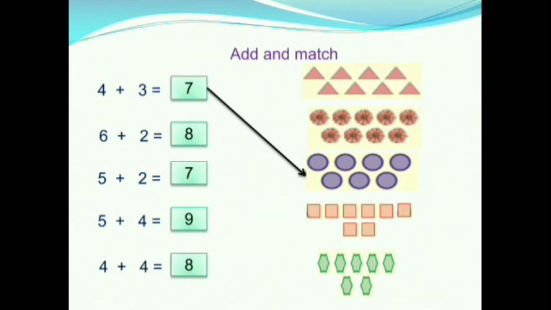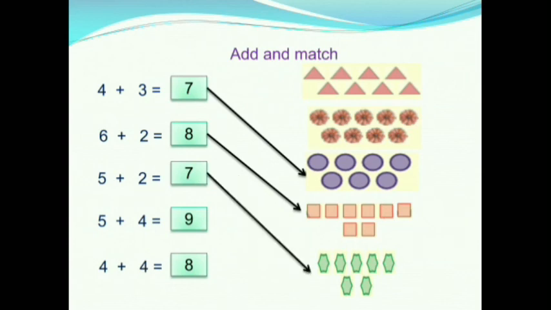Now we should match it to the group which has the same number of objects. First one already done. The next sum is 8. Here which group has 8 objects? The group of squares has 8 objects in it. So we will match it to 8. The next sum is 7. Here which group has 7 objects? The group of pentagons has 7 objects in it. So we will match it to 7.